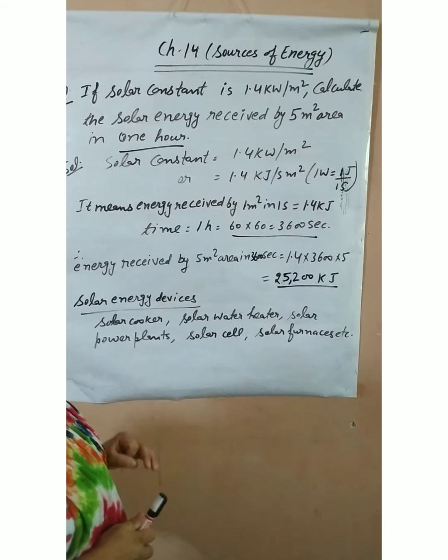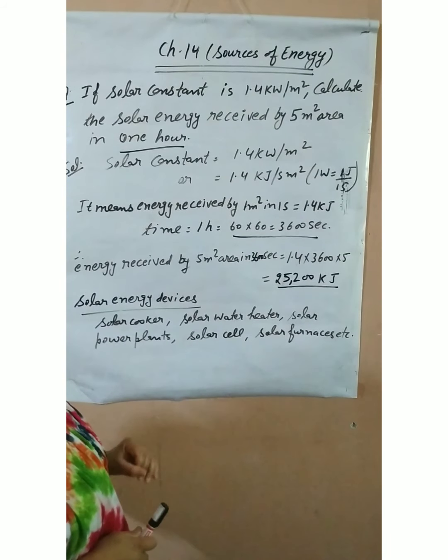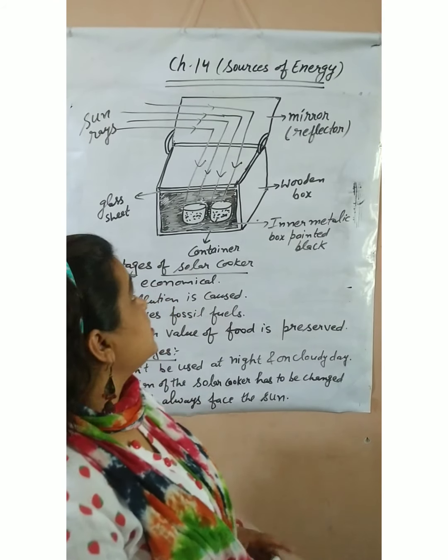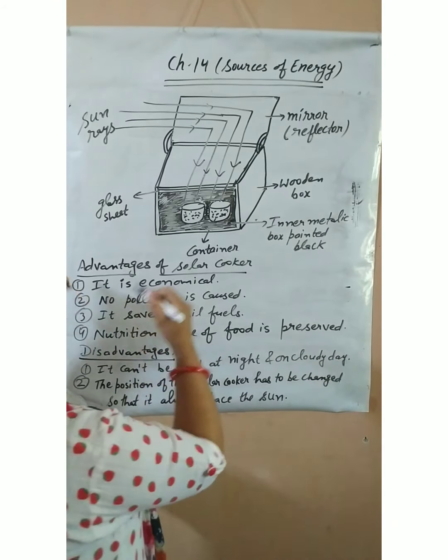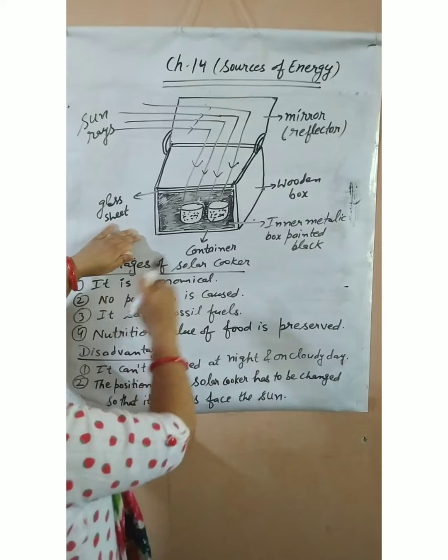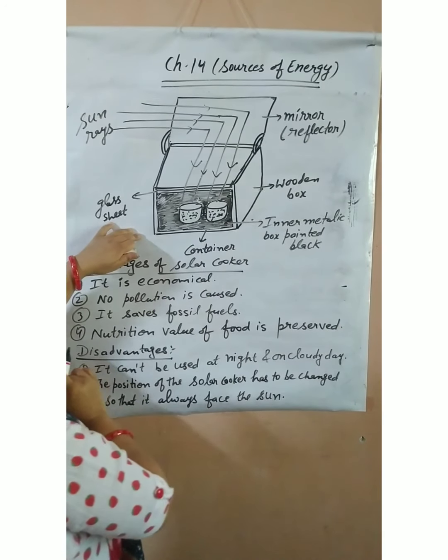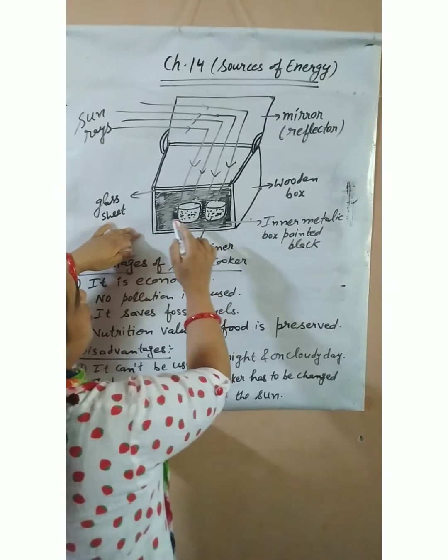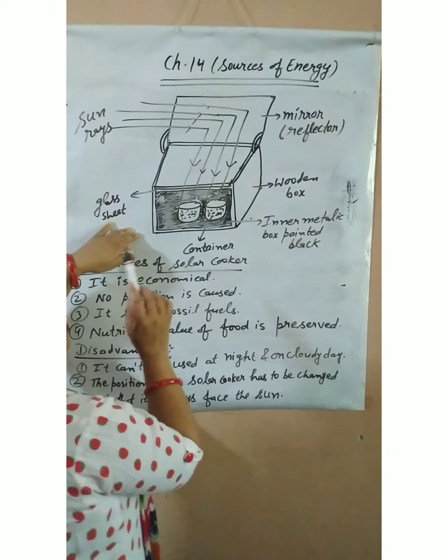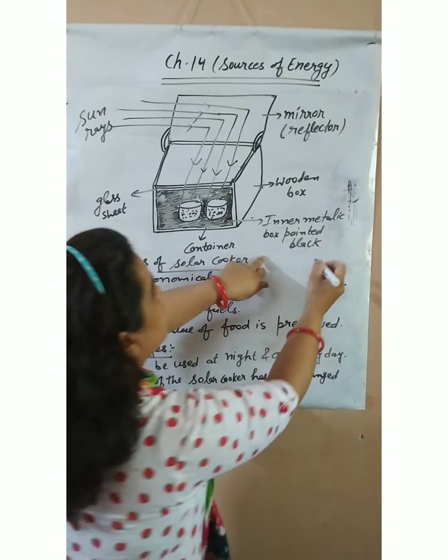Today we are going to learn about the solar cooker. So let's see the solar cooker diagram. As you are watching, this is the diagram of the solar cooker. It contains a wooden box. Inside the wooden box, a metallic box is fitted, and that metallic box is painted black.